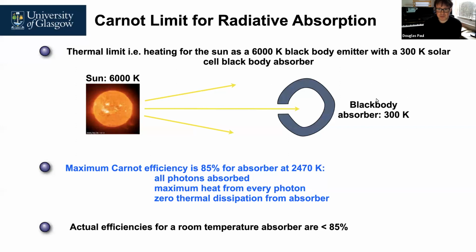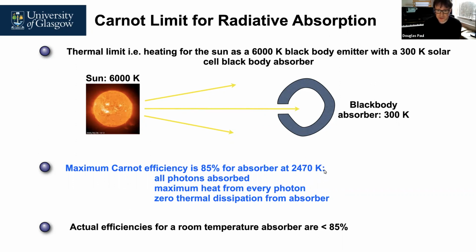Now, in fact, a black body absorber is not at 27 degrees C, around room temperature. What we need to be thinking about is, in fact, we need to increase the black body temperature to 2,470 Kelvin to get the best impedance matching between the sun and the black body absorber.